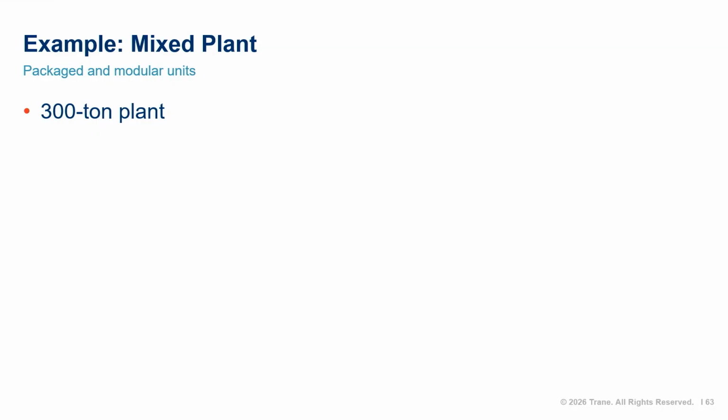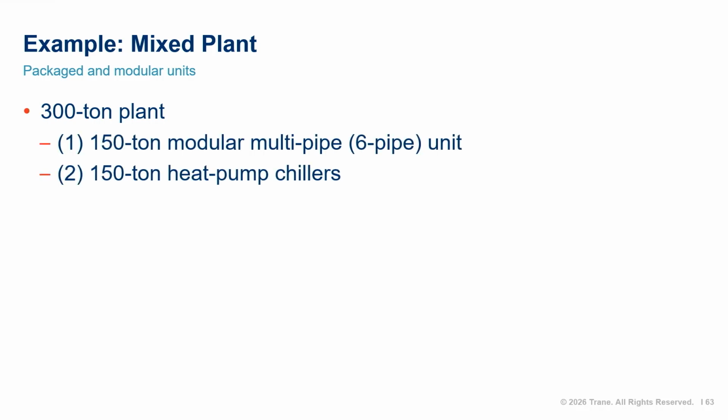This plant will be sized for 300 tons and consists of one 150-ton multi-pipe unit and 2 150-ton packaged heat pump chillers. The idea here is that the modular unit can easily handle the relatively small simultaneous loads, and the heat pump chillers can handle the either dominant heating or cooling loads above that simultaneous point, and do so in an efficient way, both operationally and first cost.